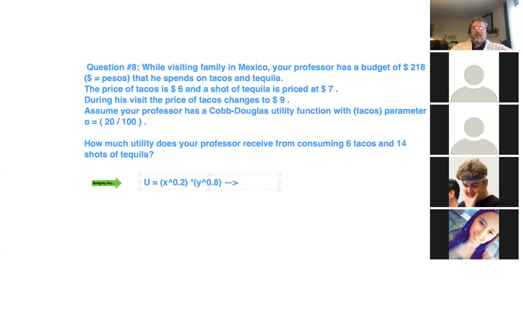Yes. Right. So now we're asking for the utility of a specific consumption bundle, right? And that consumption bundle is X is equal to what? 6. Tacos, 6, yeah. 6 to the 0.2, right? And then times 14 to the 0.8 power. 11.81.